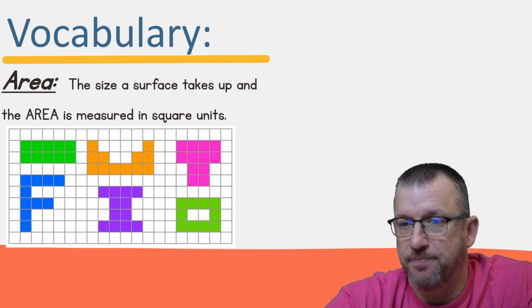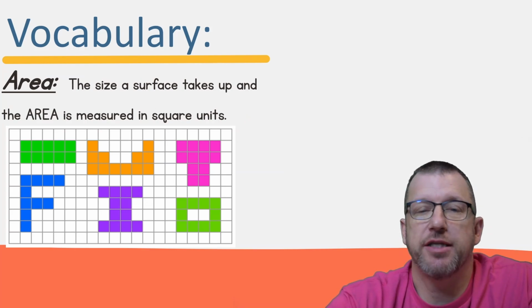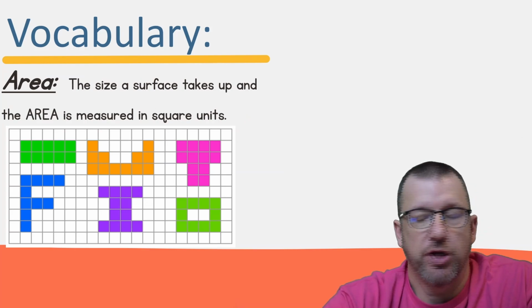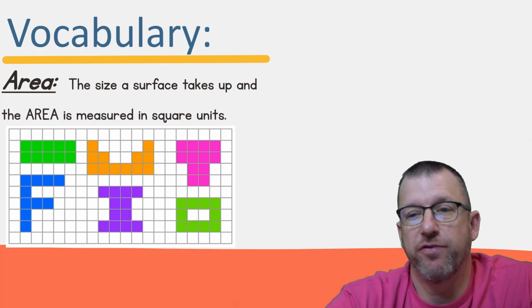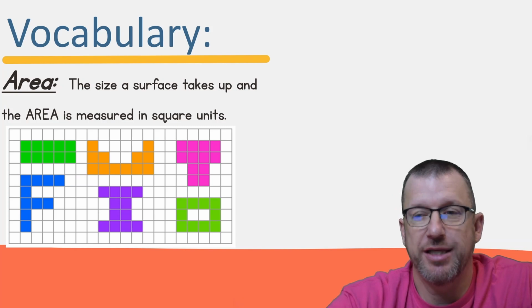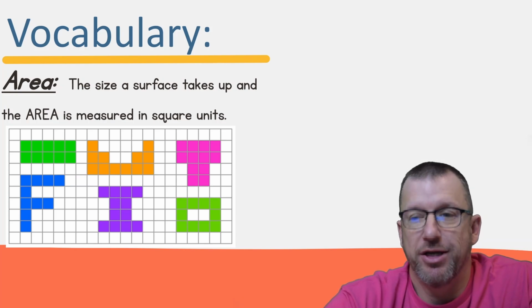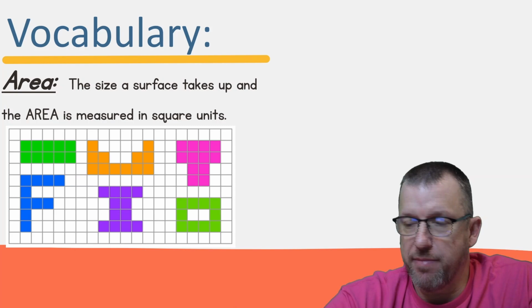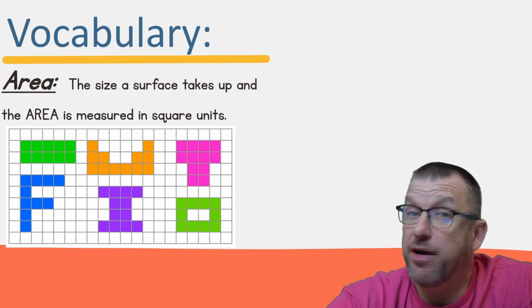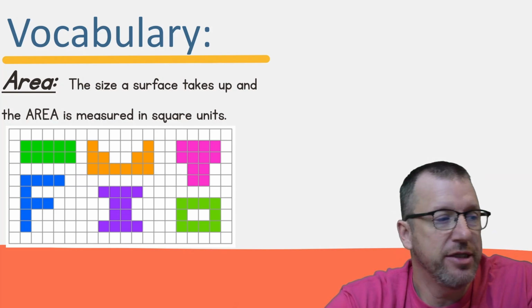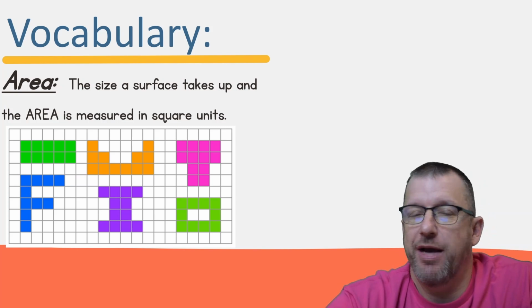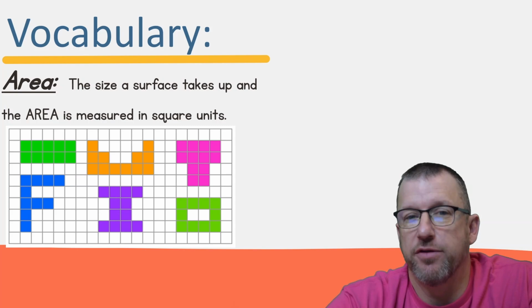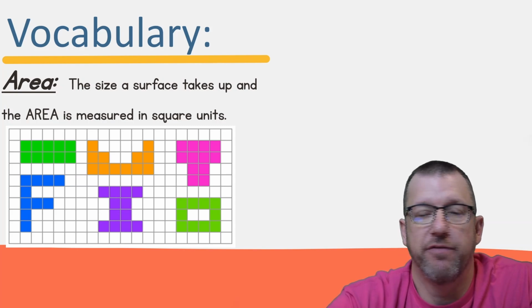Next is area. It's the size a surface takes up. Think about the carpet if you're sitting in a room right now where there's carpet: the area of the floor is how much carpet it takes to cover the floor. And we measure that in square units. If you've ever been in a room that has tile on the floor, like some cafeterias, they have a bunch of square tiles. Well, they had to figure out how many square tiles they needed to cover the floor. So that would be the area of the floor.